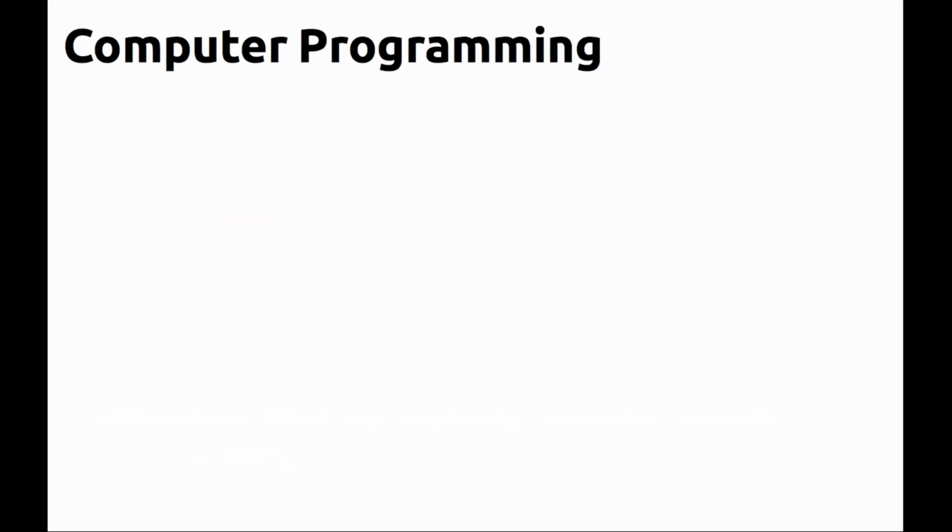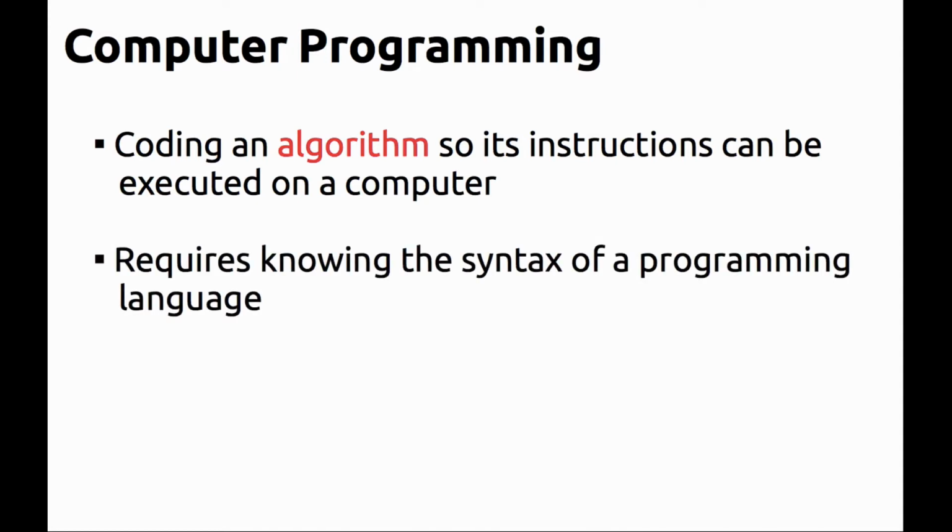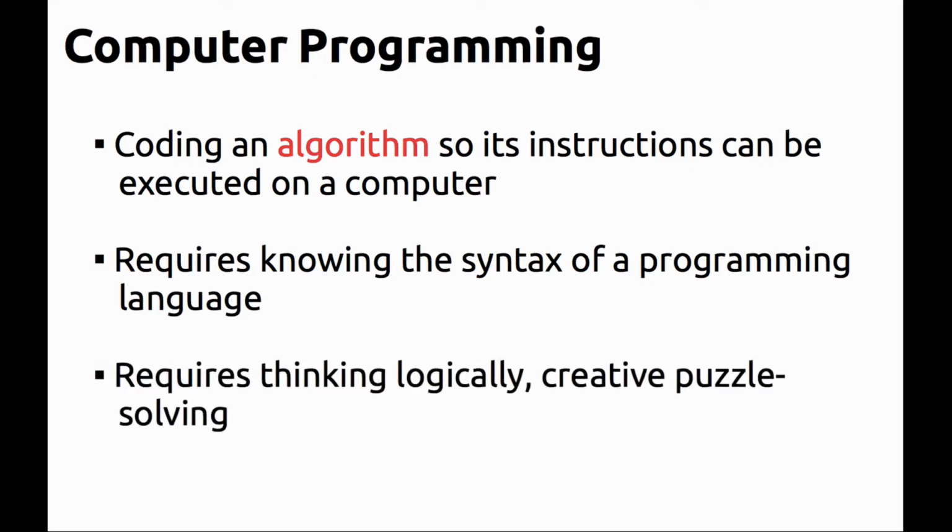Computer programming, on the other hand, consists of taking an algorithm and coding it in a programming language so that the instructions can actually be executed on a computer. If a computer scientist is concerned with the logic of an algorithm, the computer programmer is concerned with getting the algorithm to actually run on a machine, and it requires knowing the syntax of a specific programming language or languages. This too requires logical thinking.